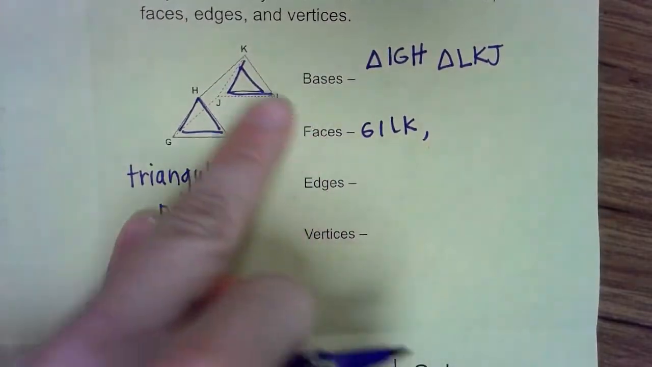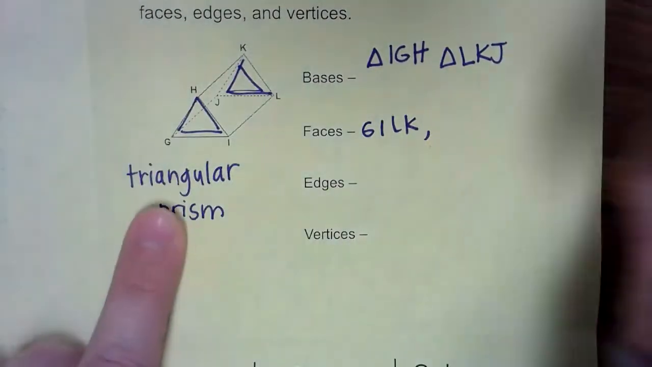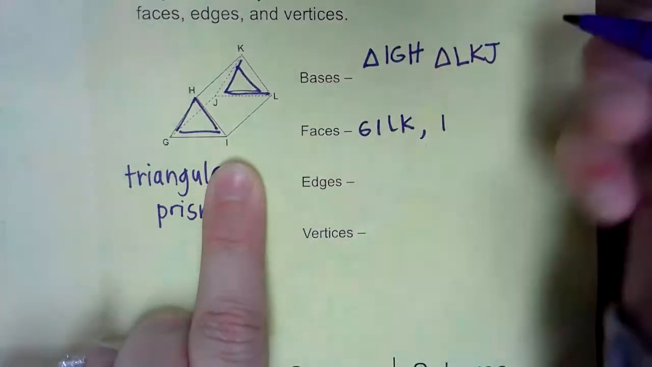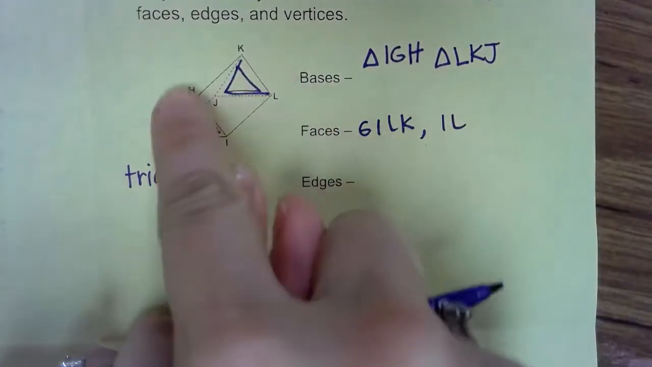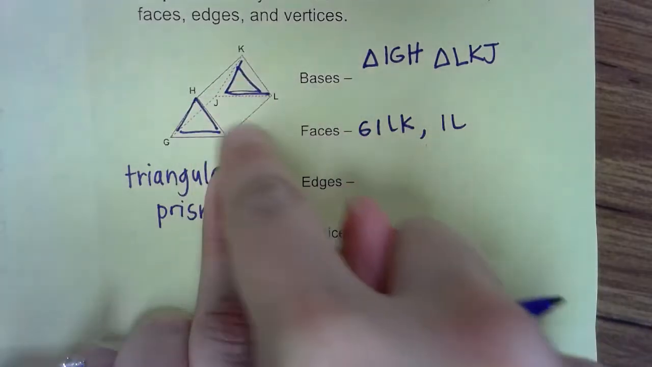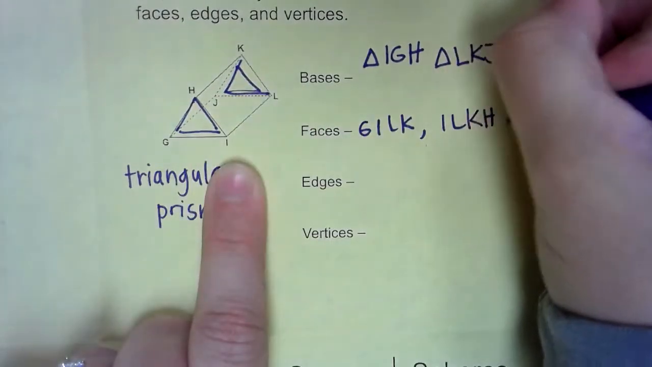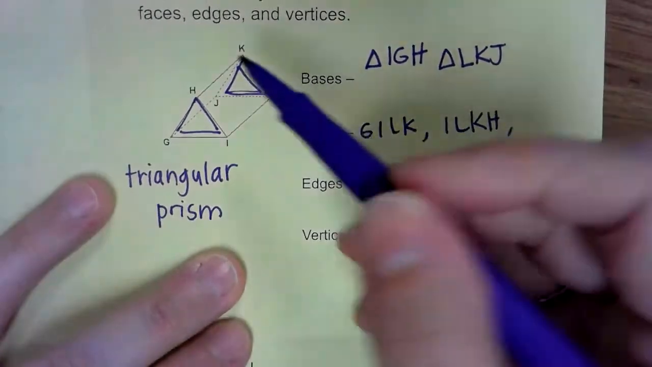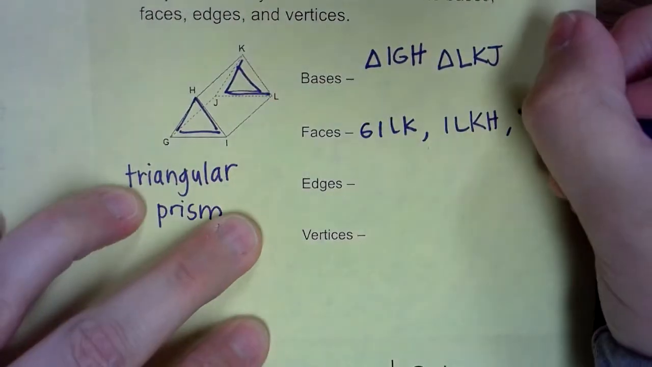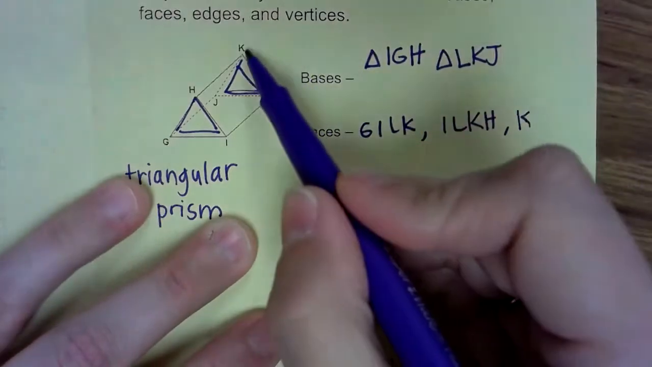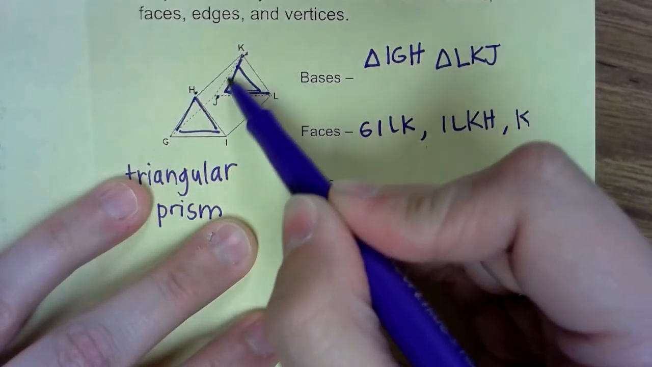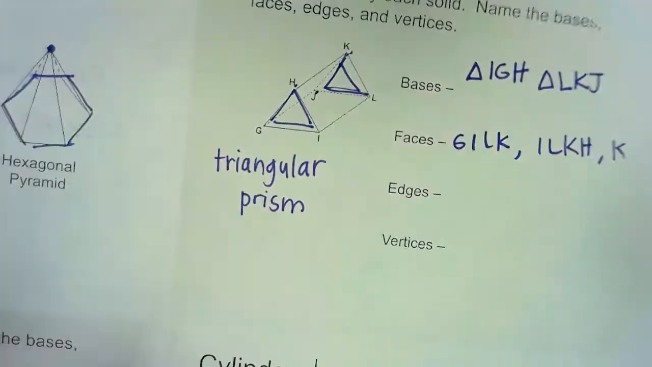All right, I'm going to do the one that's on this right-hand side. I'm going to start at I. So we've got I-L-K-H. And then the last one, I'm going to do this one over here that's on the left-hand side, kind of in the back. We'll start at K this time. How about K-J-G-H?